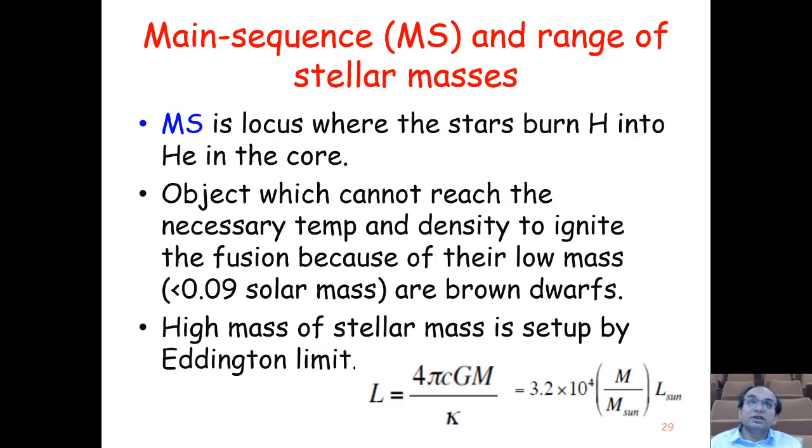The main sequence phase is that range of stellar masses. The main sequence is the locus where stars burn hydrogen into helium in the core. Objects which cannot reach the necessary temperature and density to ignite fusion because of their low mass, less than 0.09 solar mass, are basically called brown dwarfs. The high stellar mass is set by the Eddington limit, that is the maximum luminosity, 3.2 times 10 to the power 4 M over M_sun times L_sun. That depends on the mass. The luminosity may not be more than this limit.